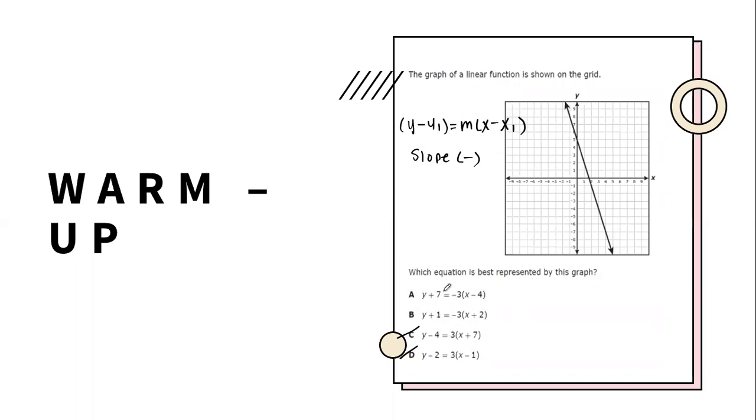A says y plus 7 equals -3 times x minus 4. Which point is it saying this line is going through? And remember, for point slope form, the x and the y sign is opposite. So even though it says minus x1, that's positive x. Even if it says minus y1, that would be a positive y. So which x and y value is A giving us?